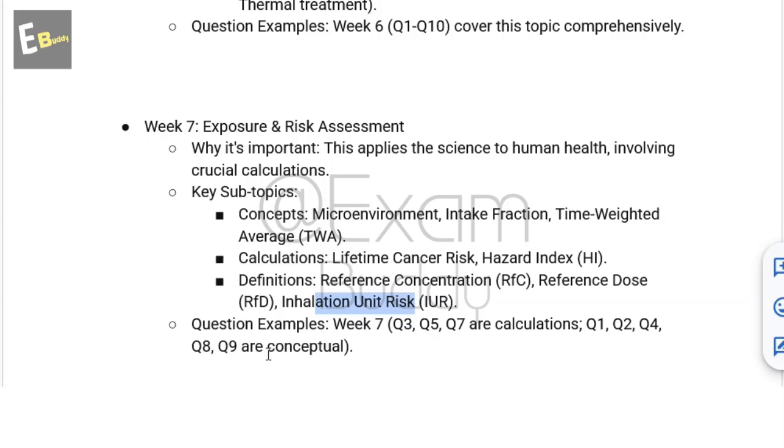So these are the most important topics of our indoor air pollution.